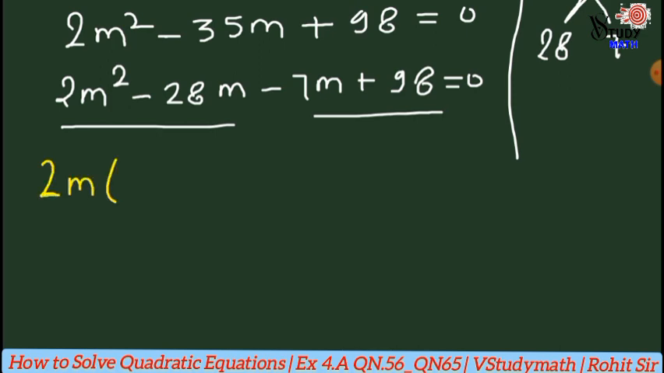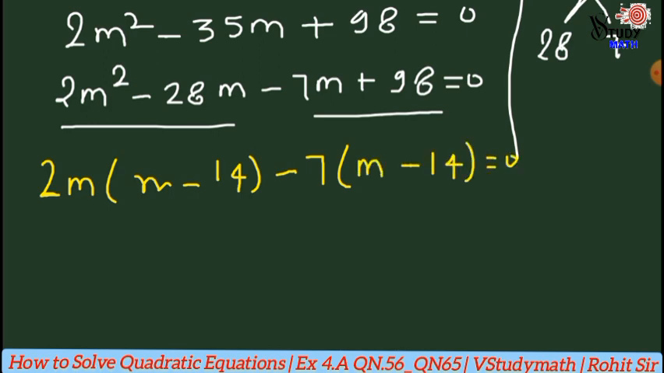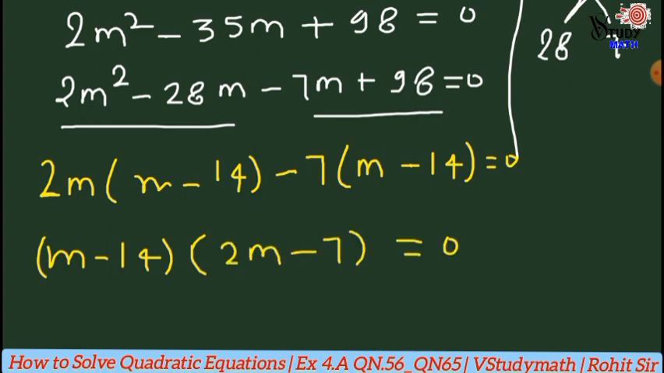Then after taking 2m as a common multiple, we have m minus 14. Now from the last two terms we have 7 as a common multiple. Then we have m minus 14 is equal to 0. Now m minus 14 is the common multiple in both the terms. Then we have 2m minus 7 is equal to 0. Now put m minus 14 is equal to 0 or 2m minus 7 is equal to 0.